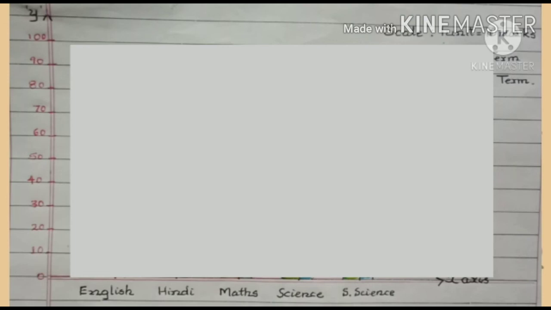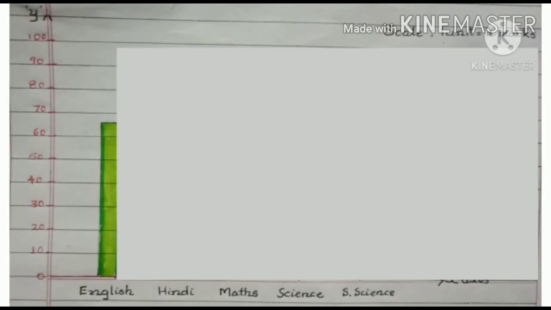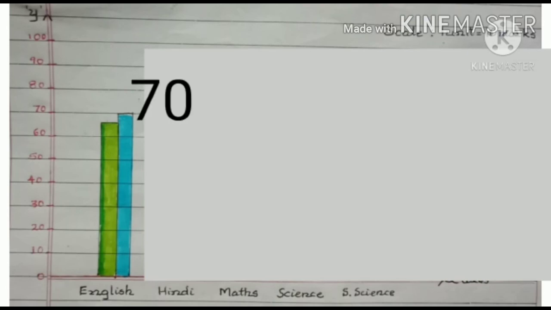Now, let us start drawing the bars. First bar is for English, 67. To mark 67, you must go a little above 65. Draw a bar. This is the English marks in the first term. In the second term, the marks are 70. Draw it next to the first bar. Now, we have double bars showing the English marks in the first and second term. Color the first bar in green and the other bar in blue.